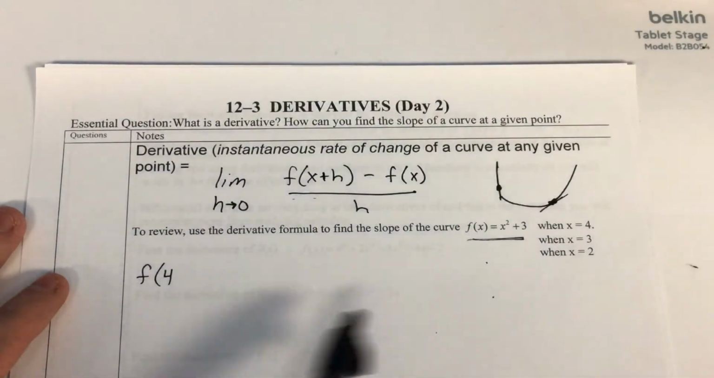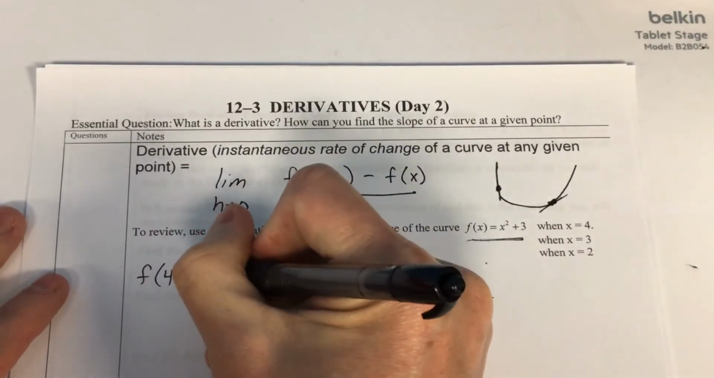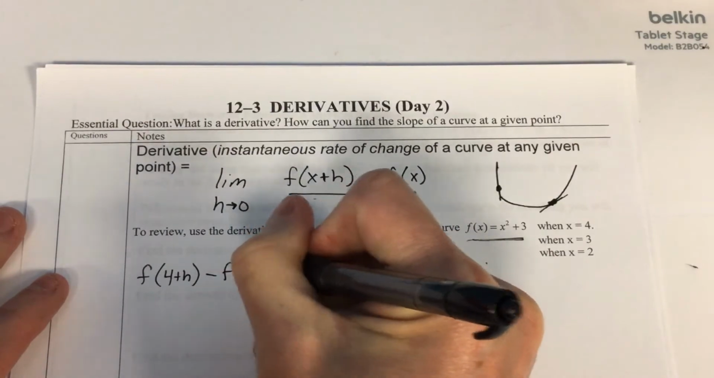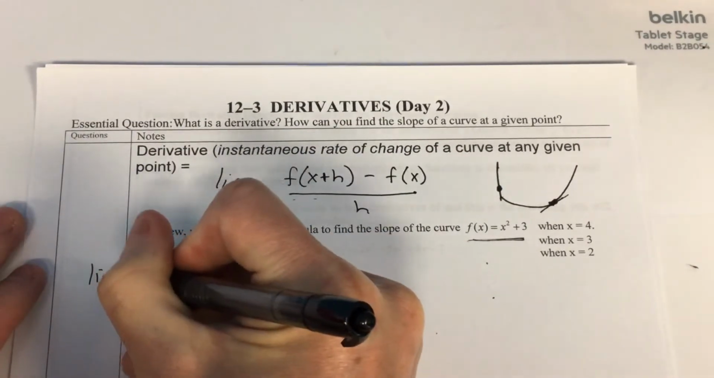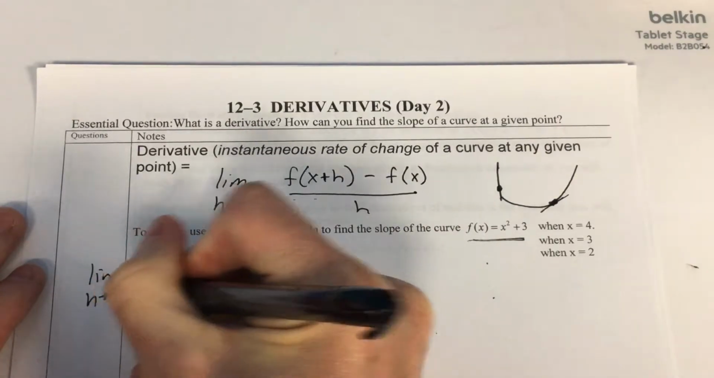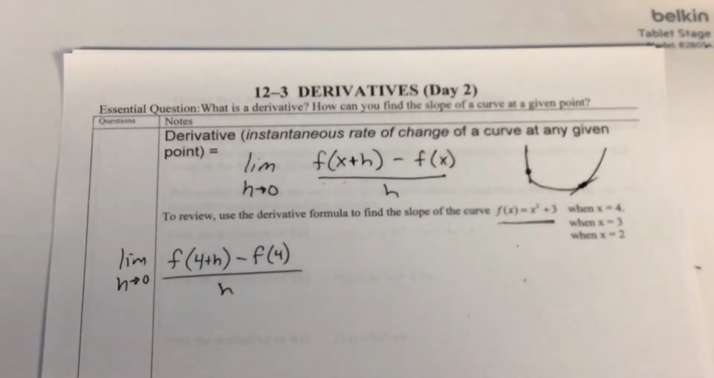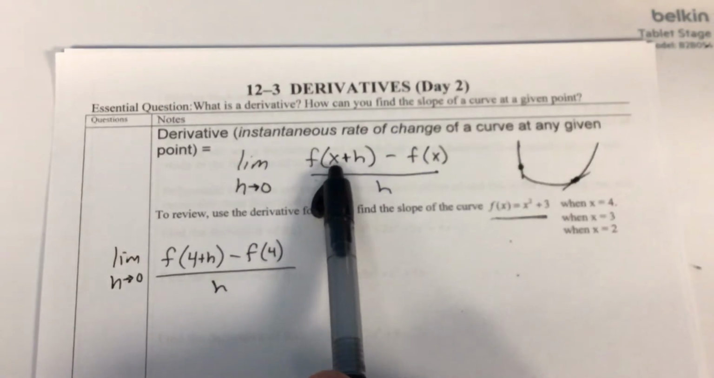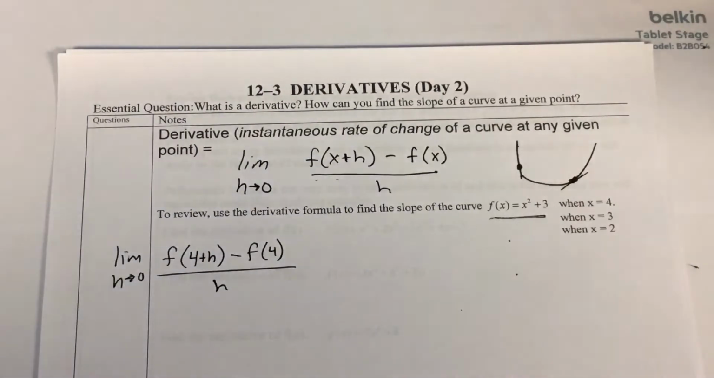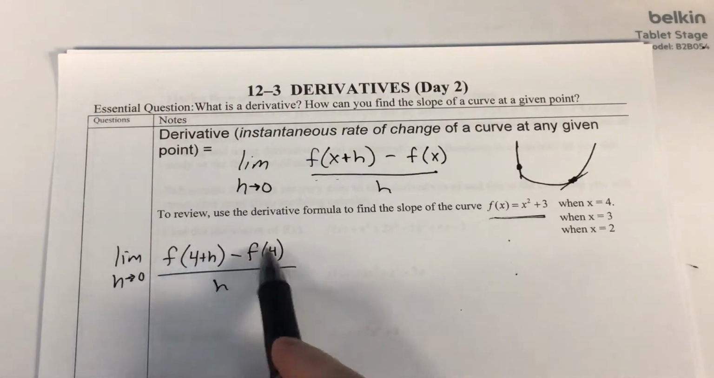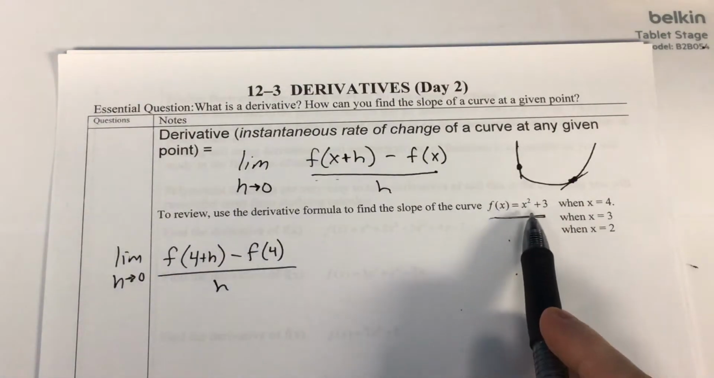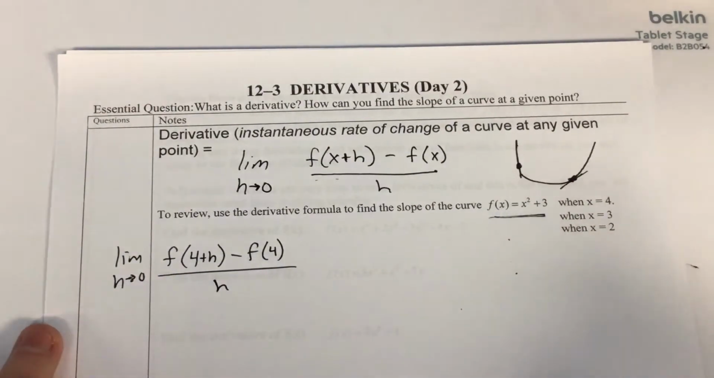I don't know why I put x minus h, but f of 4 plus h, then minus f of 4 over h. And then try not to forget that you're always trying to figure out what happens as h gets close to 0. So if I take this and I'm trying to figure out what the slope is when x is 4, plug in 4 for the x's, and then I've got to just evaluate this using the function. Or again, there's that other method where it's basically the same thing.